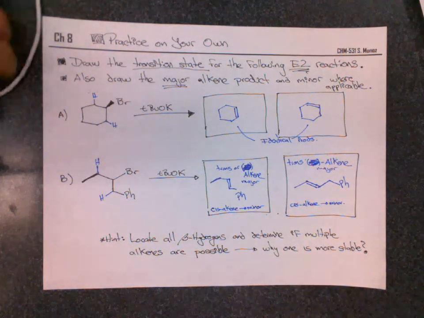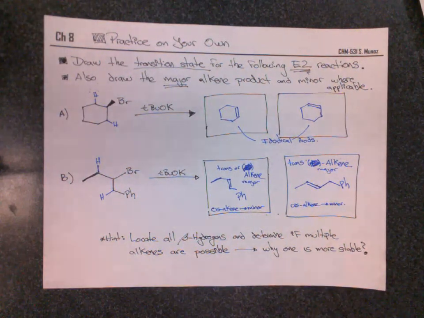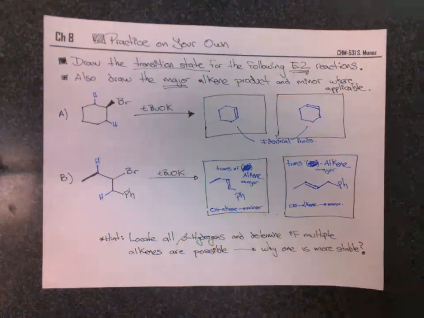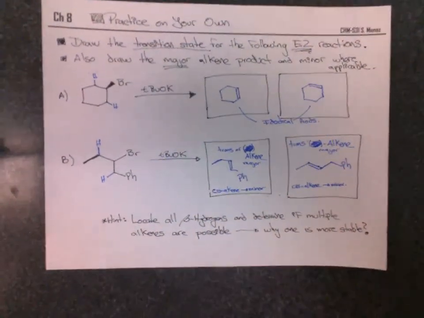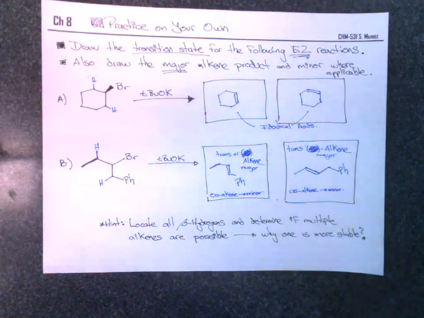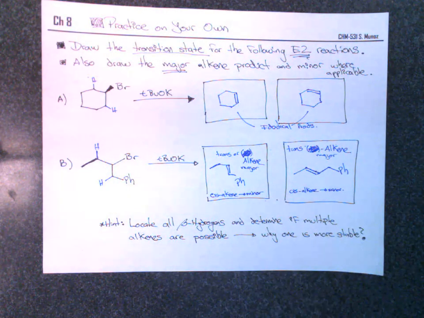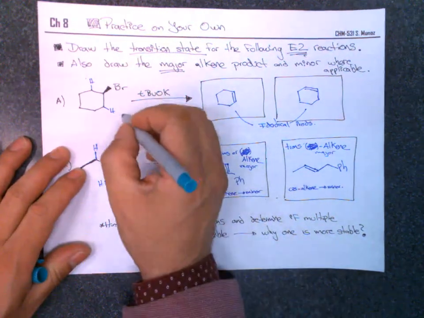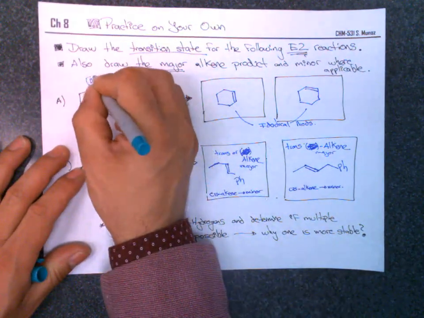All right. Do you recall this exercise? This is practice on your own, E2 elimination. And I was mentioning that there's a stereochemical or conformational requirement that's embedded in some of the examples that we were doing. And the first thing I hope you were able to do is to locate the beta hydrogens. And I hope that in the first example, you were able to locate two beta hydrogens.